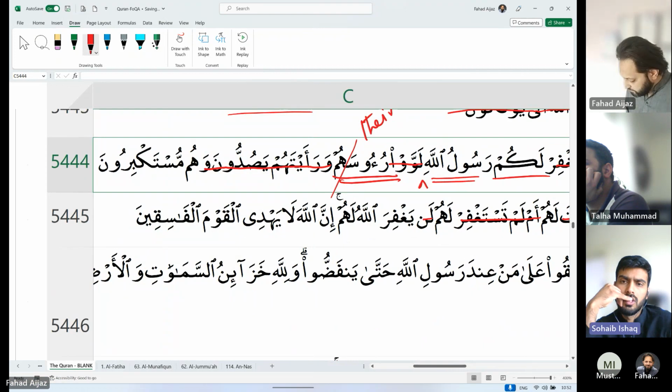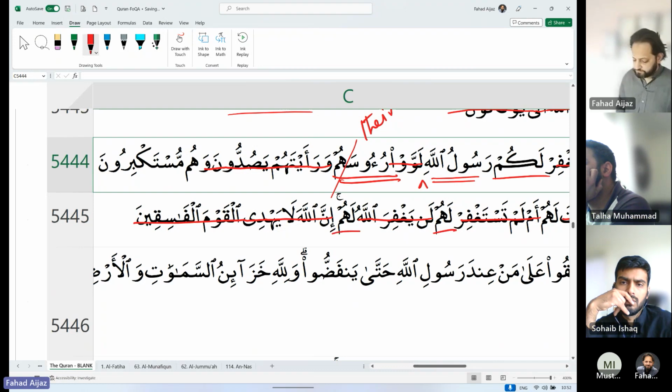Lahum. Lahum, yes. Lahum is harf of jar.